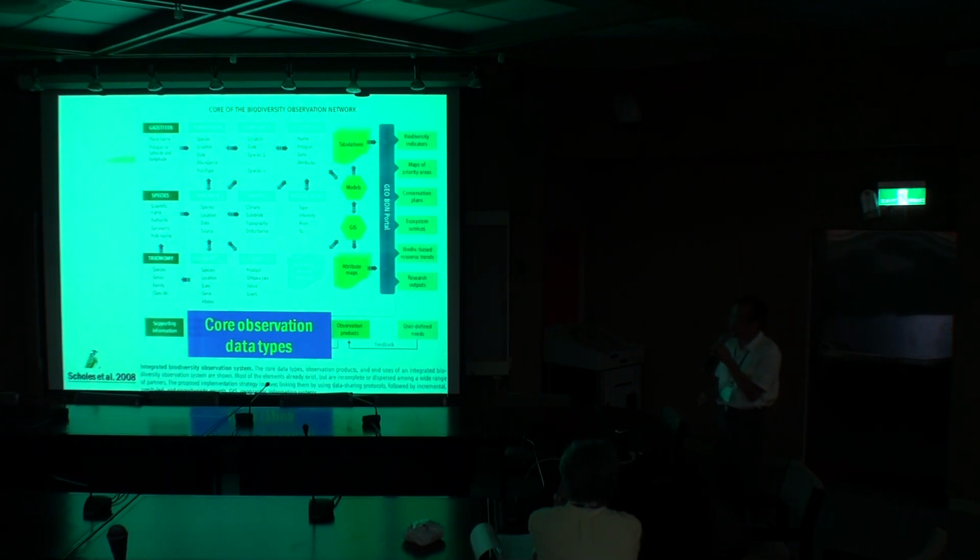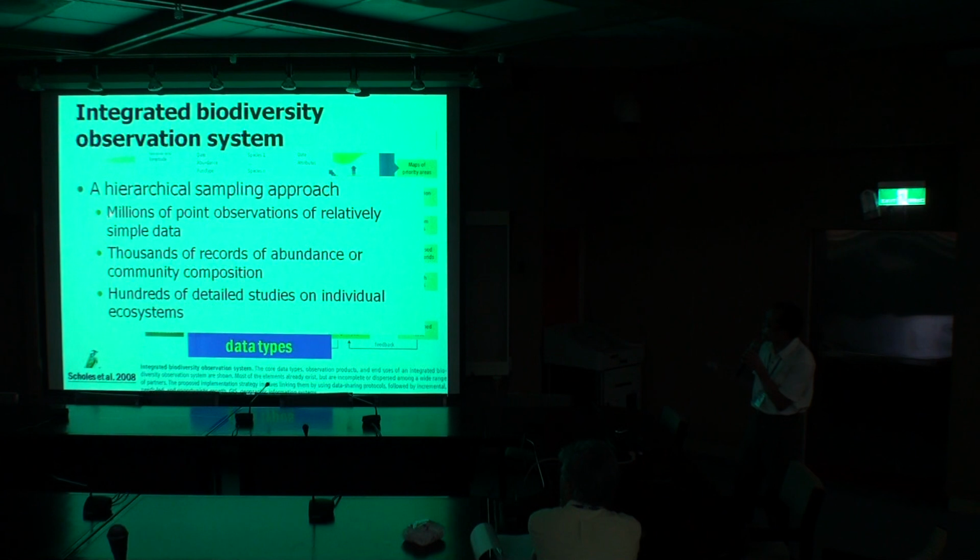The linking of this data is a very complicated issue, but that's not my key point today. Today I'd like to focus on how to observe the biodiversity data directly, especially at the level of population and community. A hierarchical sampling approach is necessary. Usually it is quite easy to have many point observations of relatively simple data, and it becomes difficult to have more records of abundance or community considerations. And it's much more difficult to have detailed statistics on individual ecosystems.